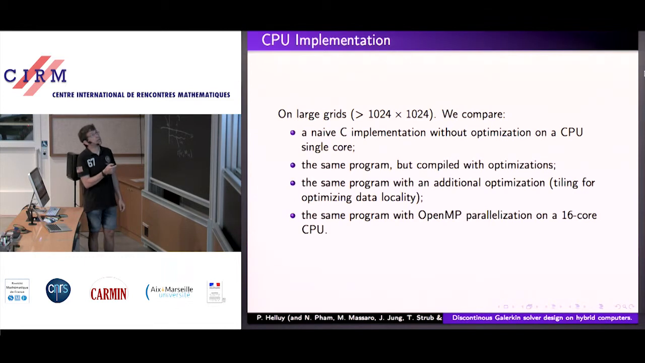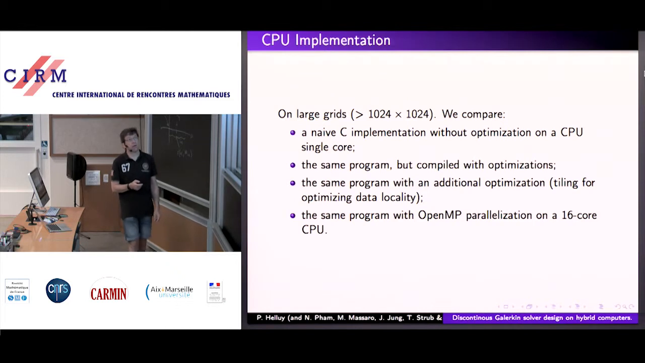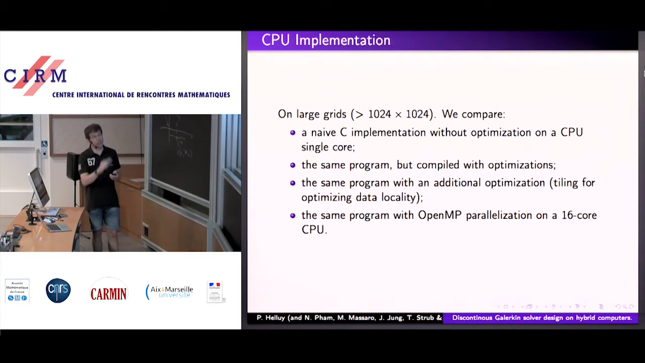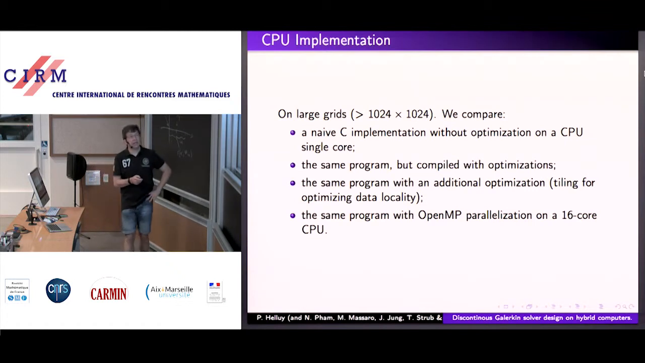comparison. Then we can take the same program, and we try to be a little bit more clever, and we add additional optimization. I will explain it later, which is to have better access to memory in the program. And this optimization is called tiling. So this is a way to optimize what is called the data locality. And then we take the same program and we add some OpenMP parallelization directives on a 16-core CPU.